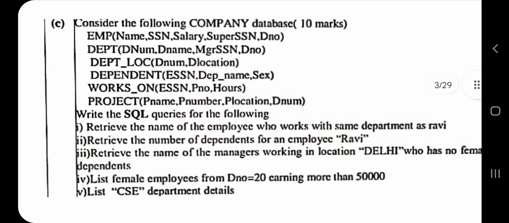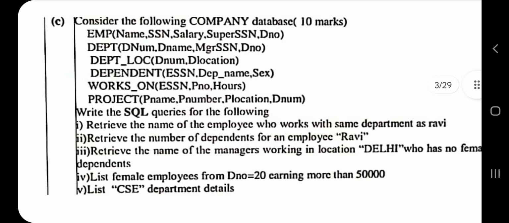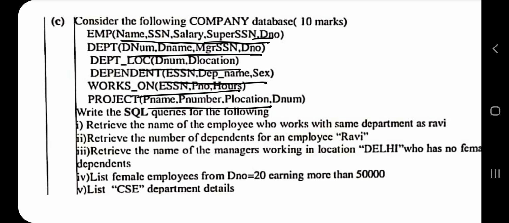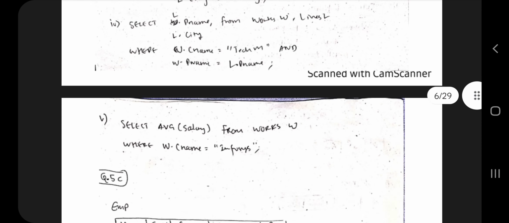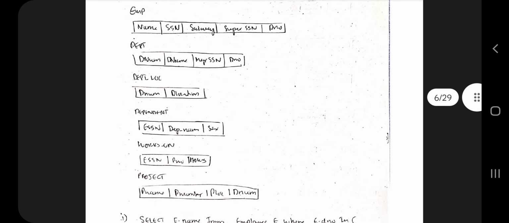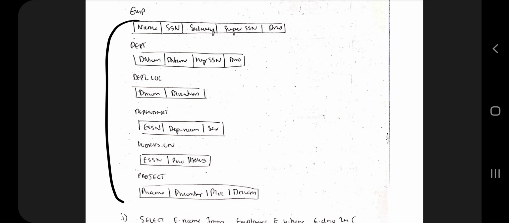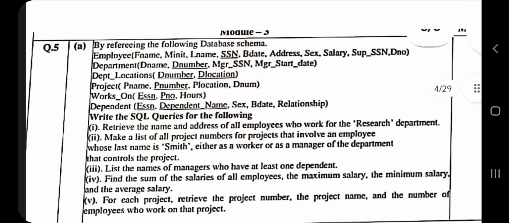Here the company database is asked. See, what is the first step? You have to see how many tables are there. 1, 2, 3, 4, 5, 6. 6 tables are there. That's the first point. Second point is go through all these things: name, SSN, salary, super SSN, D number. So like that you can read all this and get to know what is the overall concept. The third thing is you have to make the schema diagram. If I make the schema diagram here, just the same thing in boxes we have to make here. After we make that, we'll be starting with the queries.